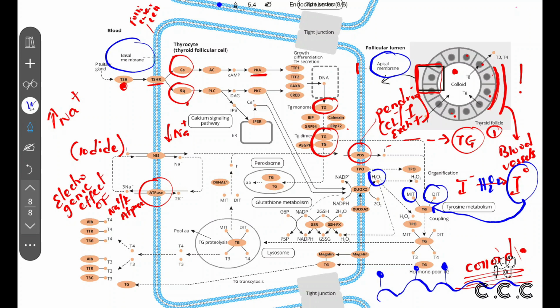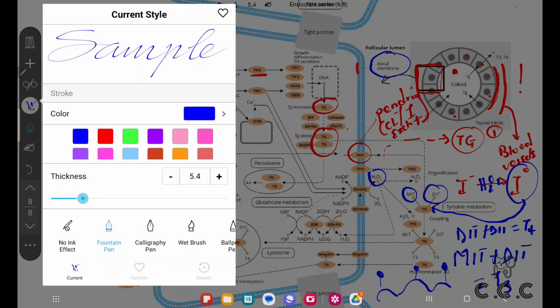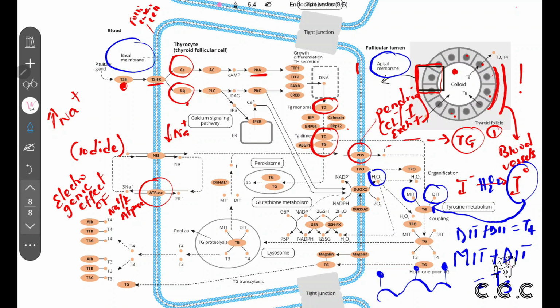Why? Because we said that DIT plus DIT will give us a T4. And we also said that MIT plus DIT will give us a T3, and these are the 2 major active forms of our hormones. T3 and T4 are actually the end result we want to get.